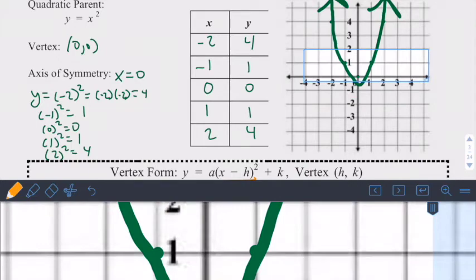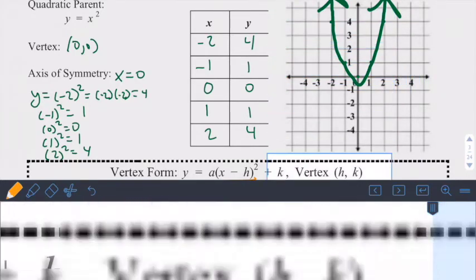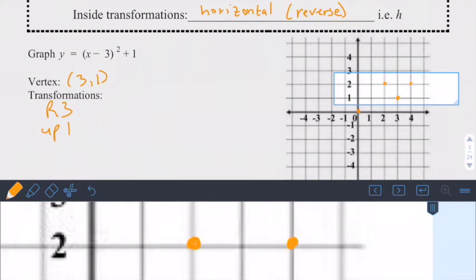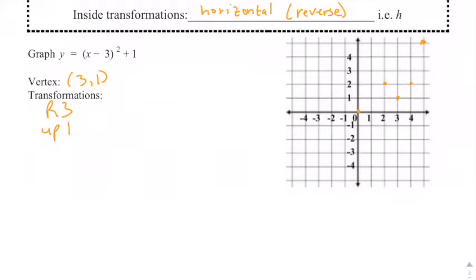Remember, this one goes up 1, and then it goes up 4, and then it does the same on the other side. Up 1, up 4. So we're going up 1 on each side, and then up 4 on each side. So here's my parabola. Okay, and it's a sketch, so don't stress too much about it.